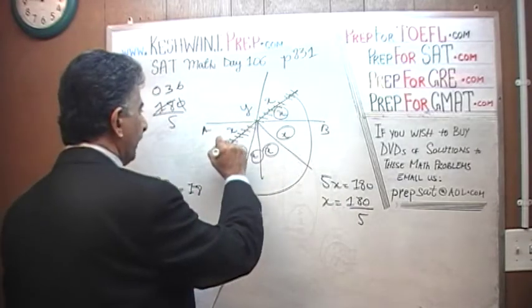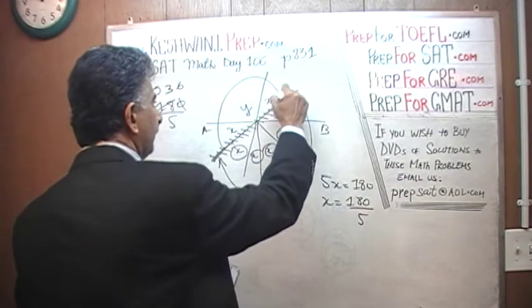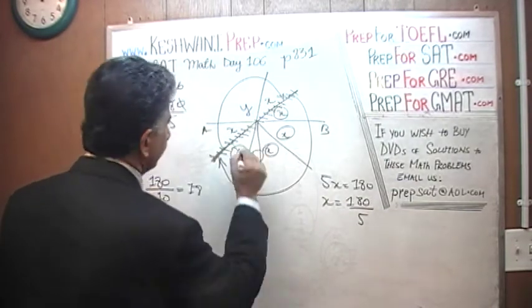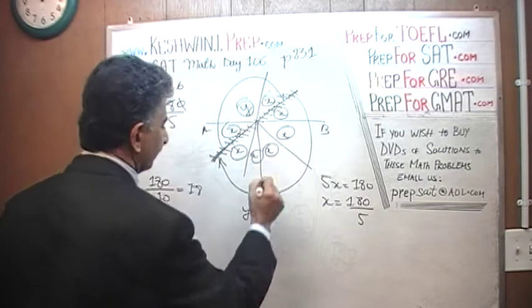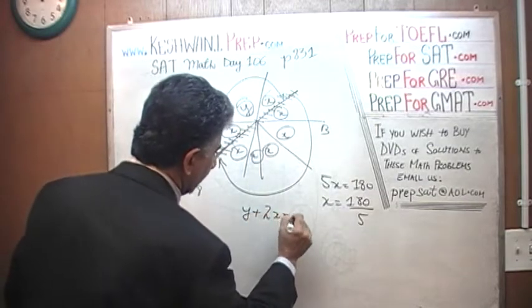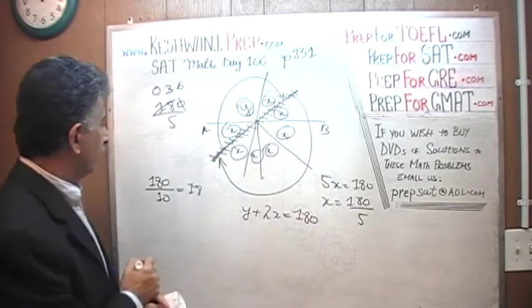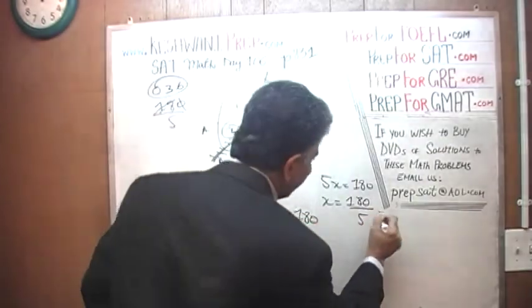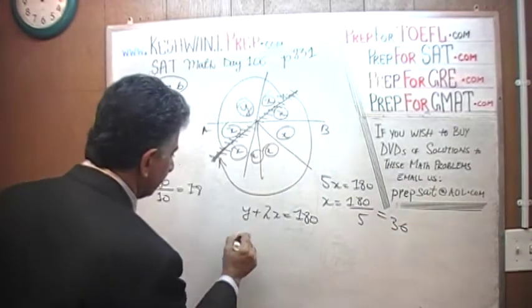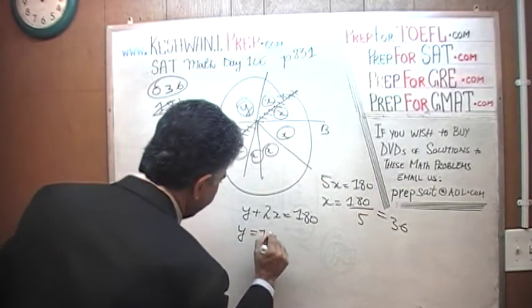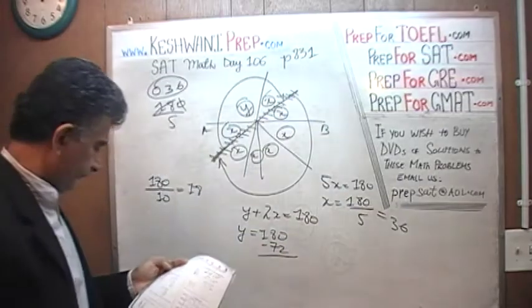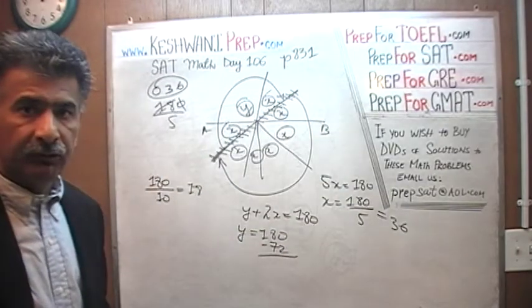So now we look at this part here, this straight line right here. This straight line is made up of y, this y right here, plus 2 x's, equals 180. And we already know that x is 36. X equals 36. So we put it in here. So y equals 180 minus 2 times 36, which is 72.